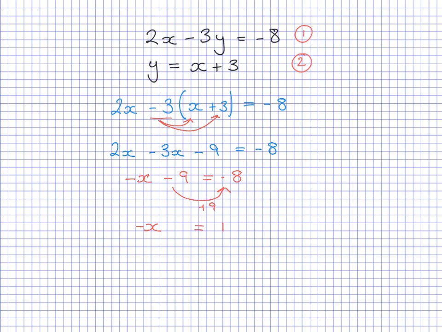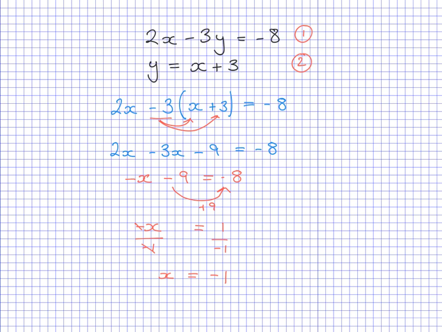Now, negative x, I can't deal with negative x. It has to be positive x. So I need to divide by minus 1. That's the fastest way to get rid of the negative. Divide by minus 1, and I can see that x equals negative 1. 1 divided by negative 1 is negative 1. So this fraction here became that whole number.